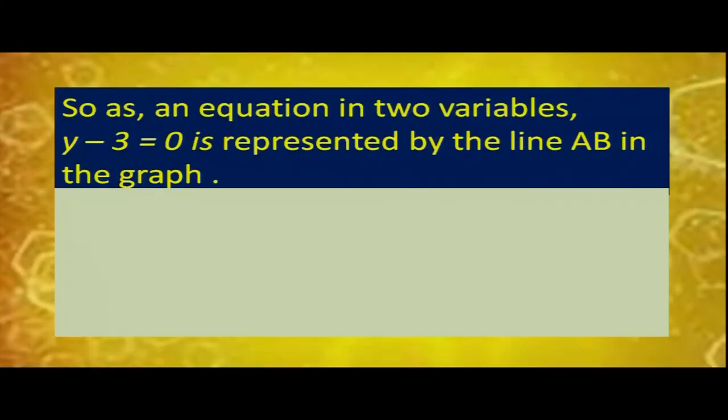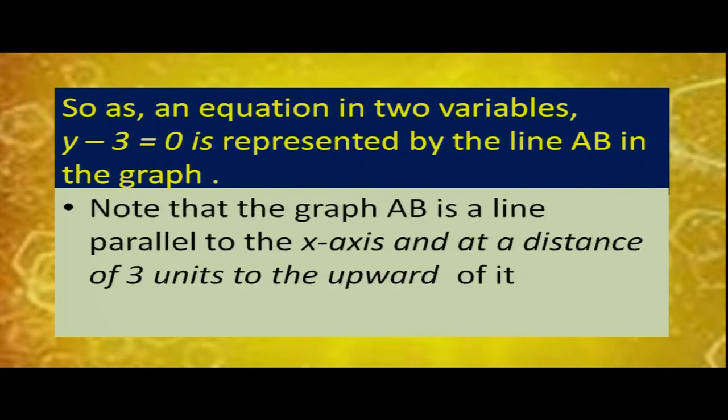So, the equation in two variables y − 3 = 0 is represented by the line AB in the graph, and note that this line AB is parallel to the x-axis and at a distance of 3 units upward from the x-axis.